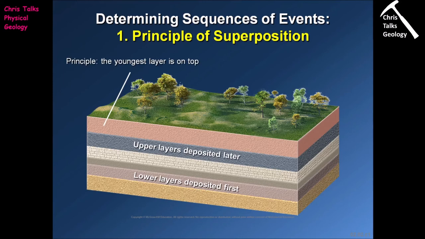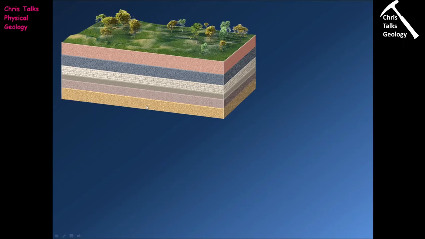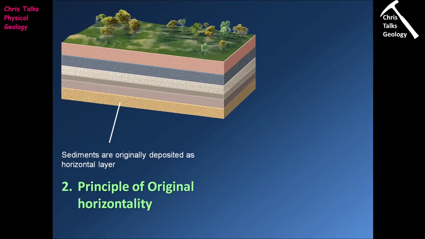So yes, principle of superposition: youngest layer at the top, oldest layer at the bottom. So here's our sequence of rocks again. Can we see anything else though? Well, yes, the next one is the principle of original horizontality.